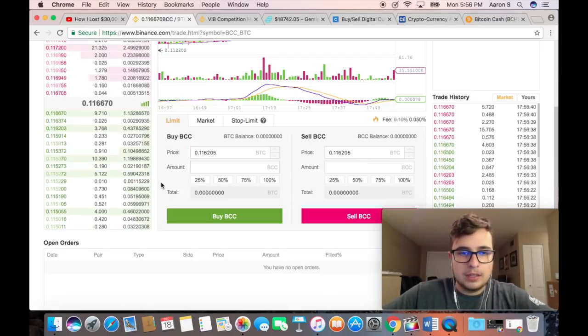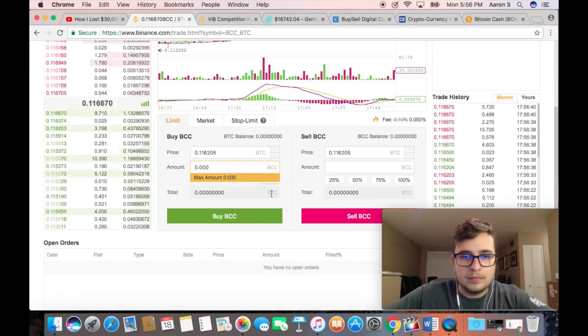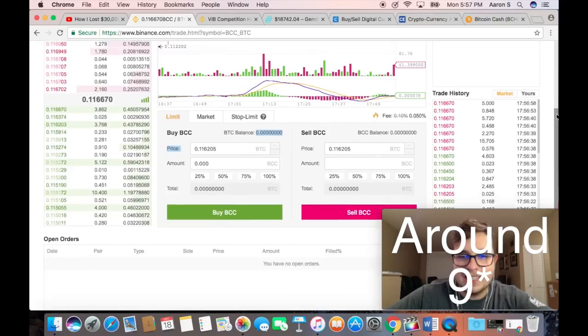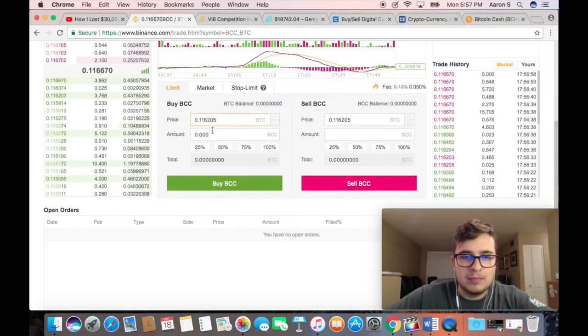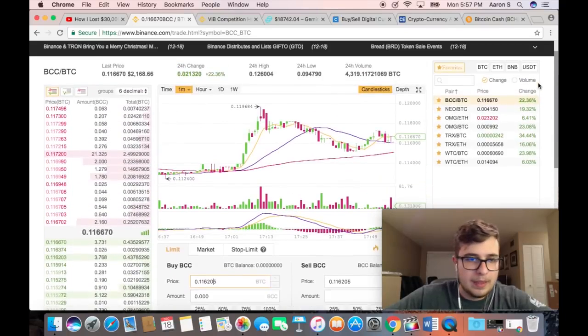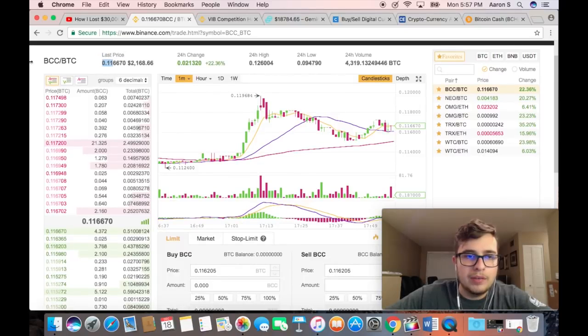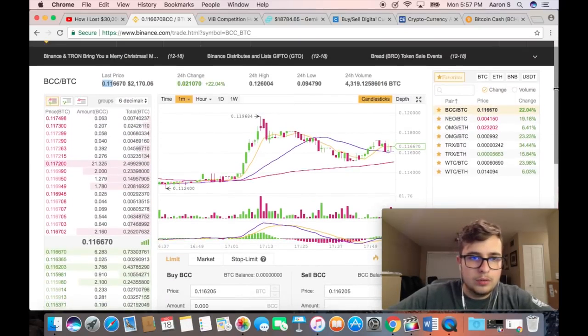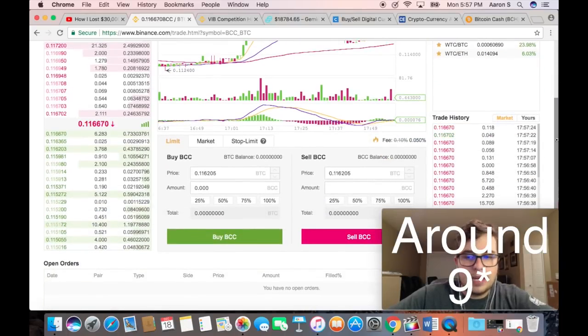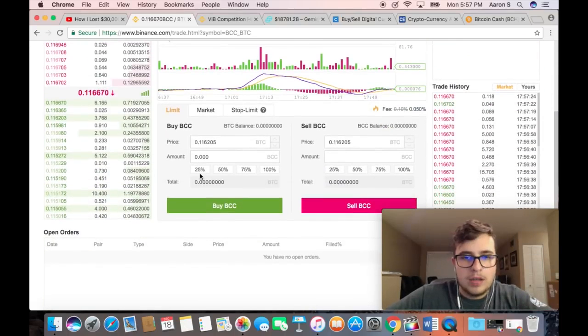So let's say I want to buy Bitcoin Cash. This is BCC. Let's say I have 1 Bitcoin here, and I put 100%, I'd get a lot of Bitcoin Cash. So that's how you do it. You just check the prices. 1 Bitcoin Cash coin is 0.11 of a Bitcoin, so for 1 Bitcoin you can get around 10 Bitcoin Cash tokens, at this current price, at this current stage. So yeah, that's how you basically buy.